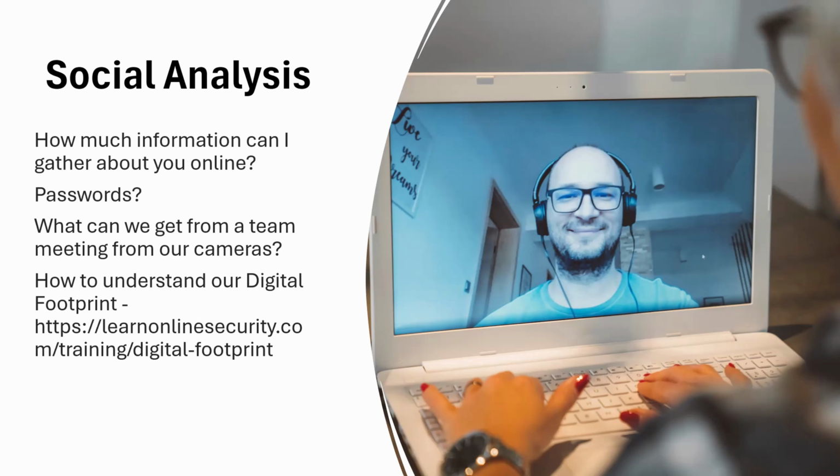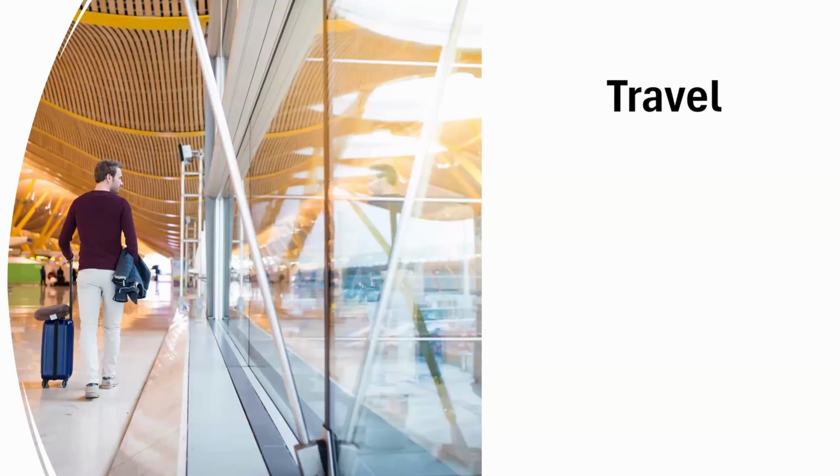How to understand our digital footprint. I'll talk about this again later, but on learnonlinesecurity.com under training, there is a digital footprint menu item. That's one of the things we do: we look at all of your information online and say, hey, what actually is out there? What can you find on me? Travel is a huge one. With travel, it's so easy for our information to be collected because we're not on guard the same way. We figure we've got it figured out.